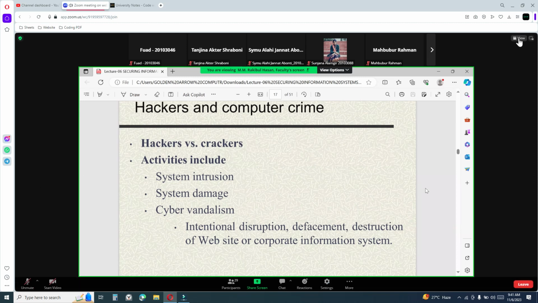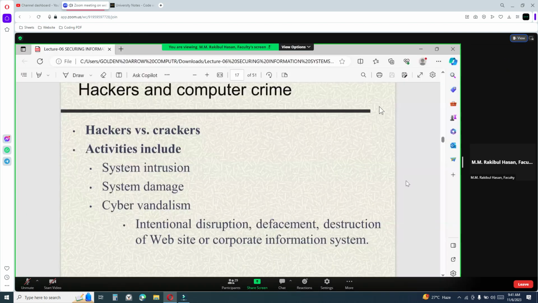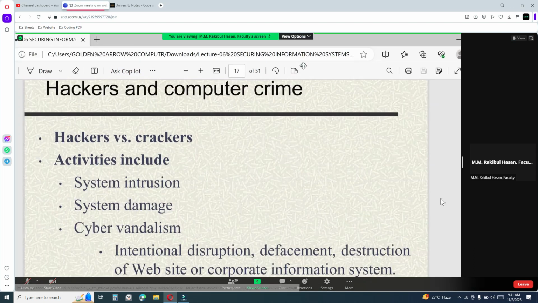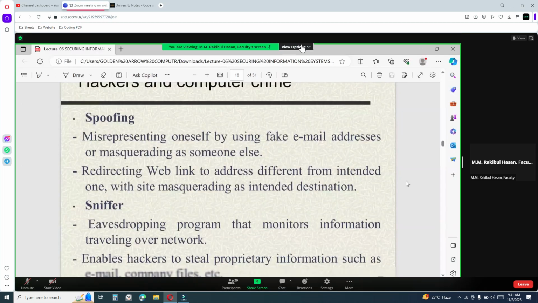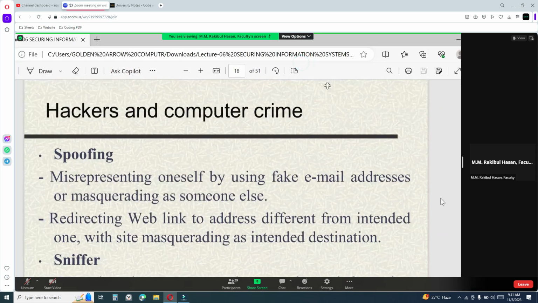Okay. All right. So now, hackers and computer crime. Do you know what a hacker is? Who is called a hacker? So let's see what the different types of computer crime are. Now I'm going to give you some ideas about computer crime.